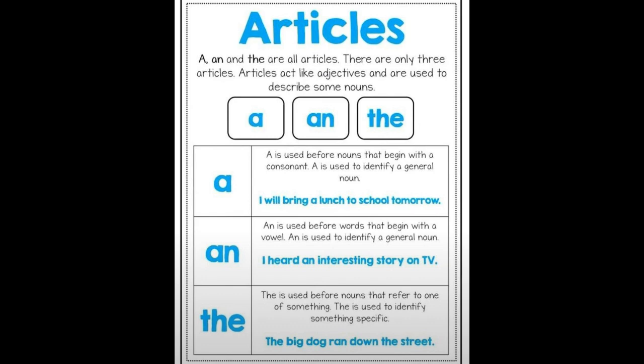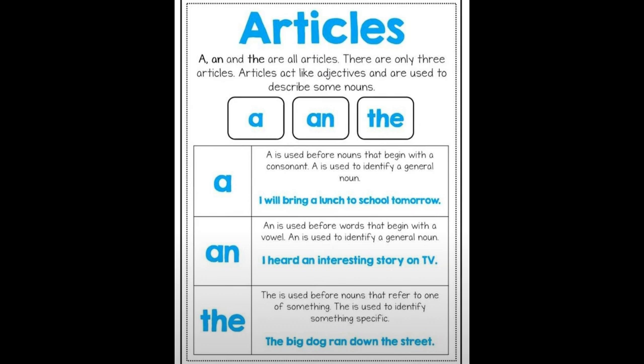So let's quickly summarize. Use "a" before a general noun starting with a consonant sound. Use "an" before a general noun starting with a vowel sound. Use "the" when you're talking about something specific or one of a kind.